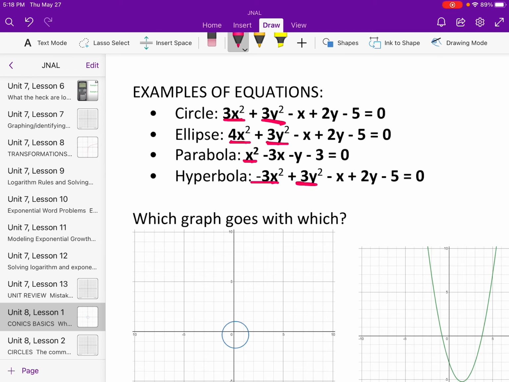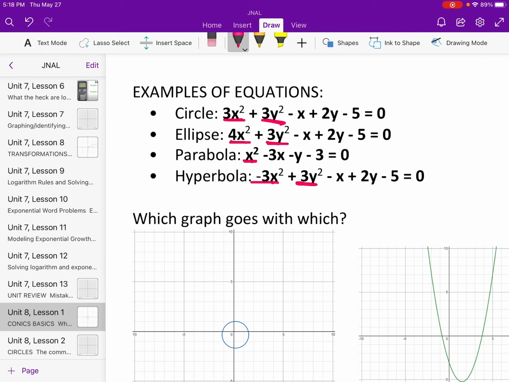So the first one is a circle. Why? We see that there is an x and y squared, and the coefficients are both positive and they're both 3. That's why it's a circle. An ellipse, we see that it is the exact same equation for that one. The reason why it's an ellipse is because the coefficients are 4 and 3, not 3 and 3.